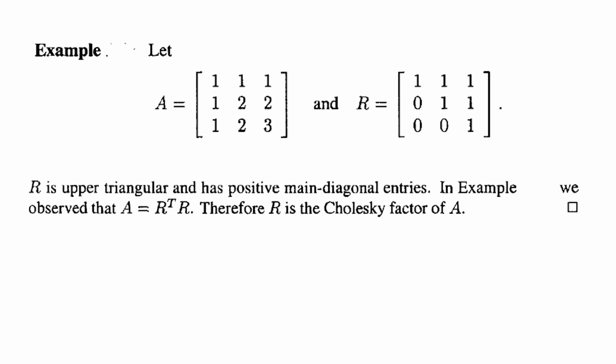Let us consider a matrix A, and R is this. All its diagonal entries are positive. R is triangular and has positive main diagonal entries. We can also check that A is equal to R transpose R. Therefore, R is the Cholesky factor of A.